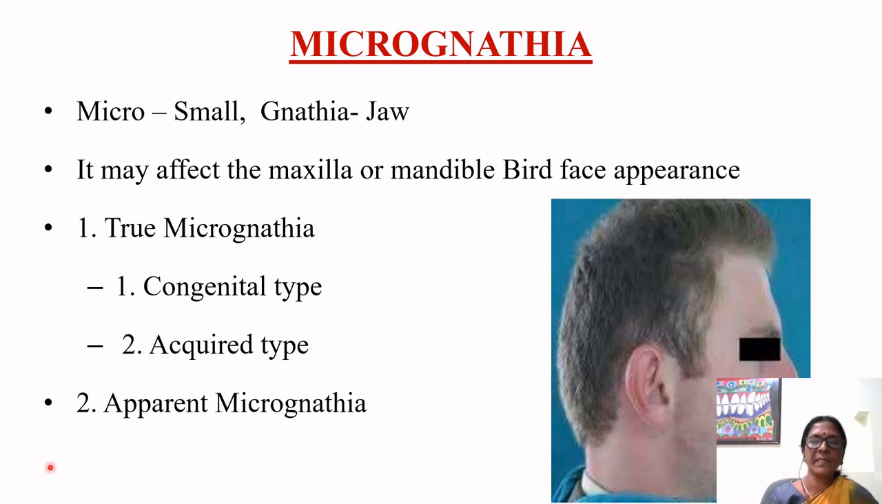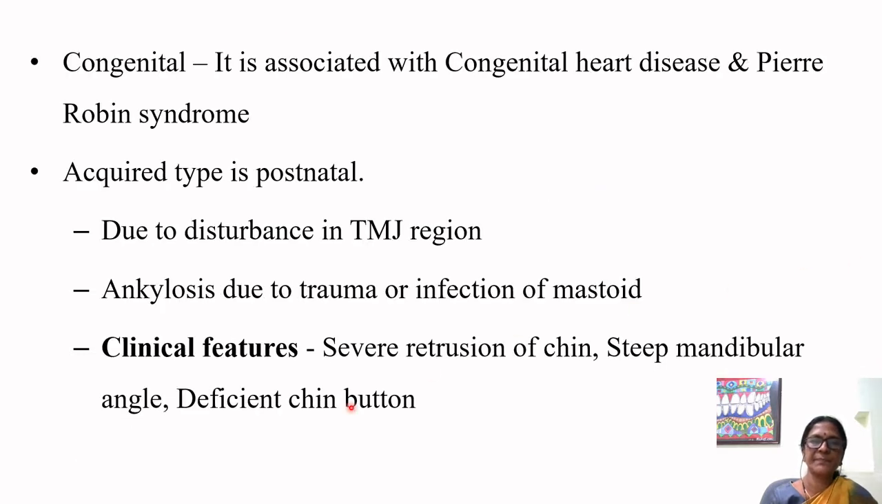Now, micrognathia may affect the maxilla or mandible. In the mandible, it is described as the bird face appearance. It may be a true micrognathia, which is the congenital type, or the acquired type, or apparent micrognathia. Congenital is associated with congenital heart disease, that is Pierre Robin syndrome. And the acquired type may be due to disturbance in the temporomandibular joint region or ankylosis due to trauma or infection of the mastoid process.